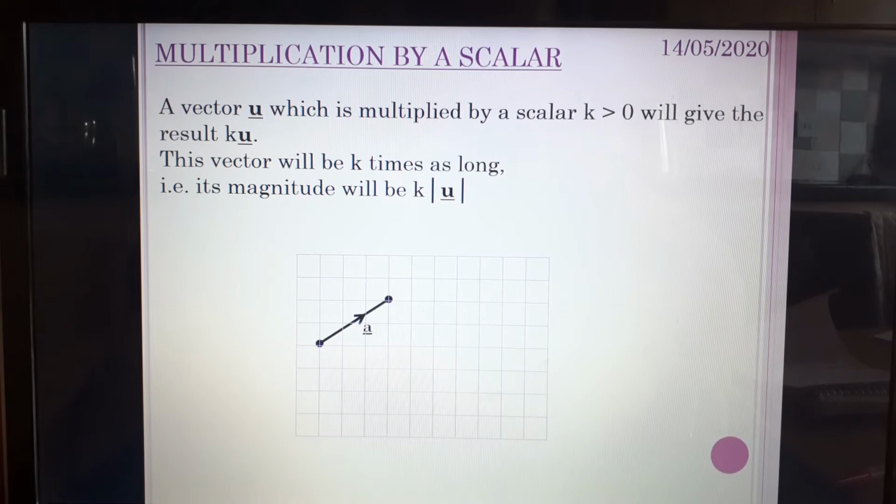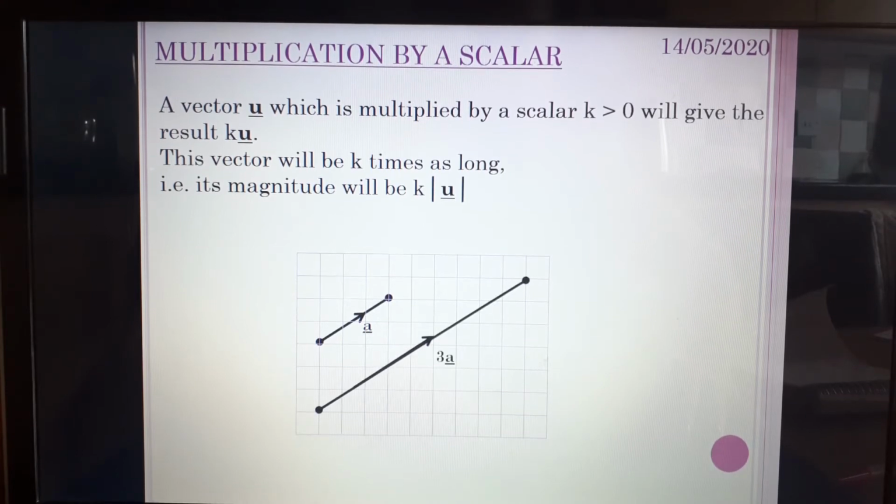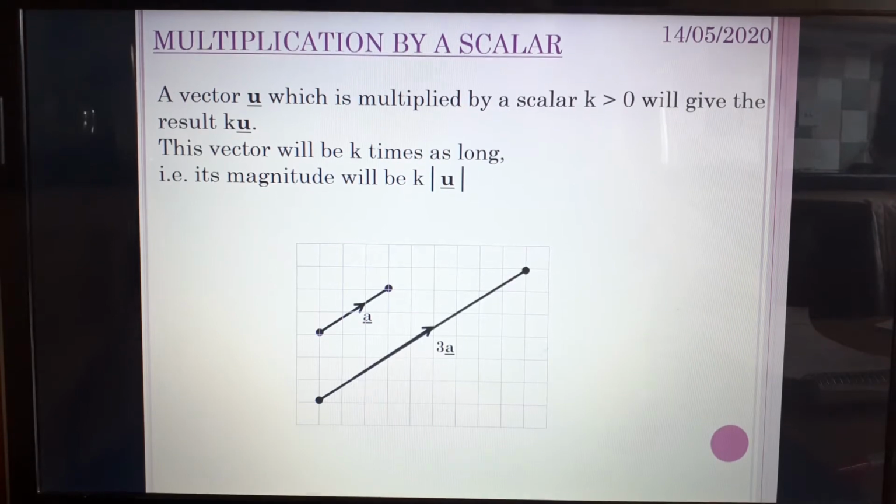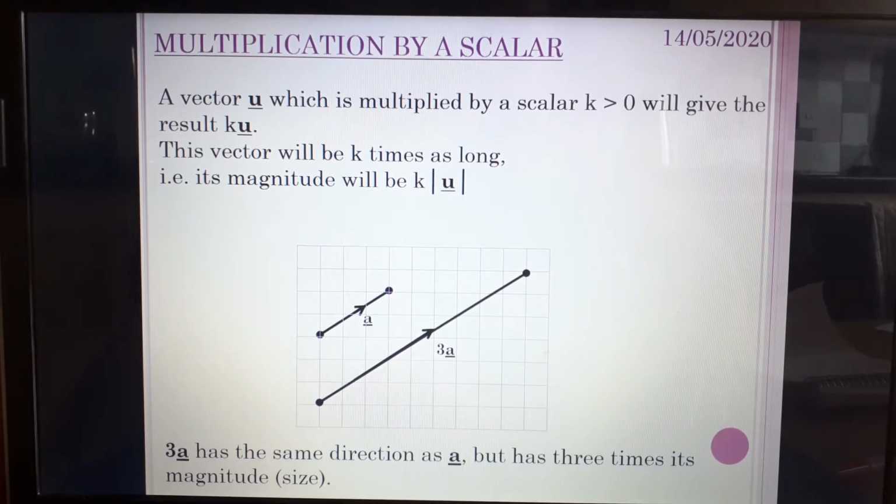Very simply put, look at vector a here. If we multiply that by a number, say 3, then 3 times the vector a would look like that. It would simply be the same vector but 3 times as long, going in exactly the same direction.